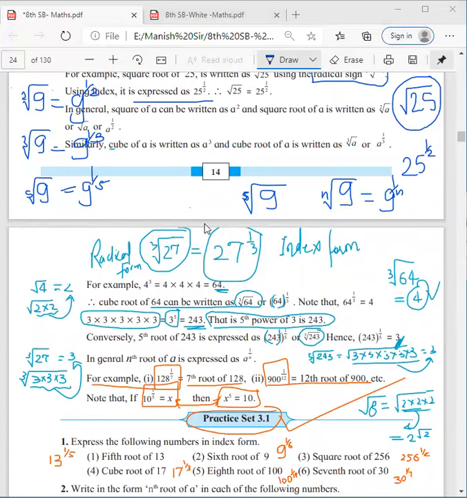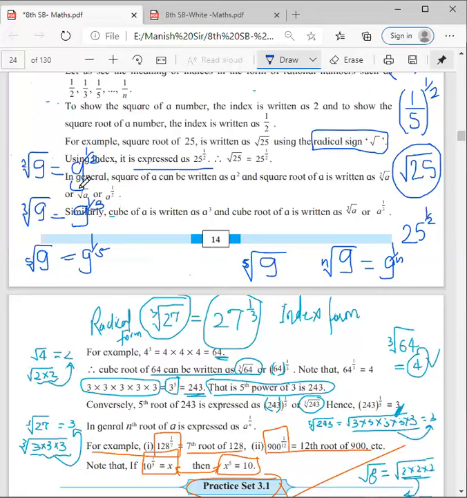Yes, Prachi, see this. They have written in general the square of a can be written as square of a. A is a number, and if we want to write the square of that number, how we can write that number? Power is 2. If I want square of 25, how we are writing? 25 raised to 2. If I want square of 9, how we are writing? 9 raised to 2. Understood?